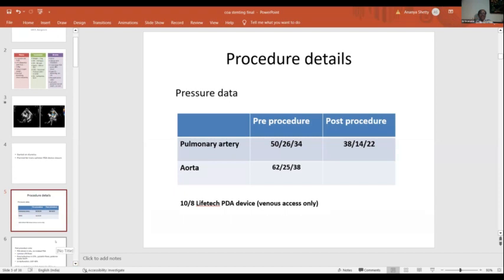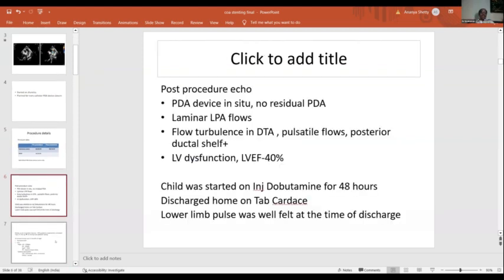Dr. Ananya, at this moment, the child is 2 months old? No, currently the child is 1 year and 2 months old, sir. This was the past history of the child. The PDA device closure was done at 2 months of age, sir. So at 2 months of age, a 10-8 device. Yes, sir. It was a large 5 millimeter PDA. Okay.